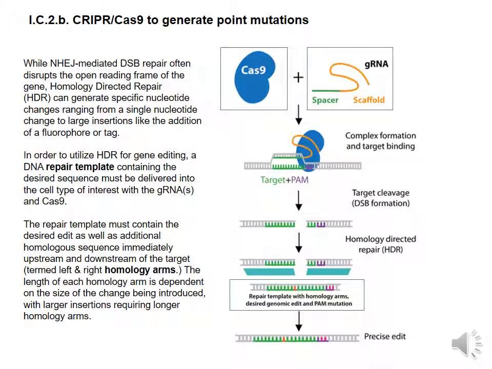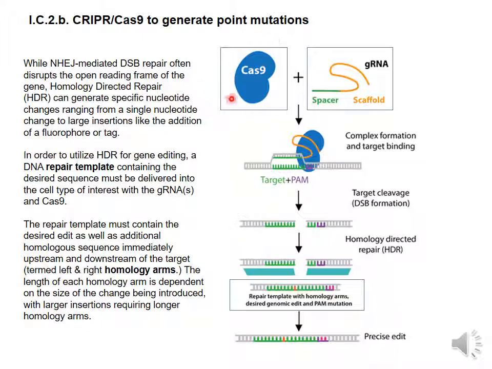CRISPR-Cas9 technology can also be used to generate point mutations. In this case, the DNA repair mechanism that the Cas9 system uses to introduce point mutations is called homology-directed repair, or HDR. HDR can generate specific nucleotide changes, ranging from a single nucleotide change to a large insertion, like the addition of a fluorophore or tag. For this technology, we will need three elements.